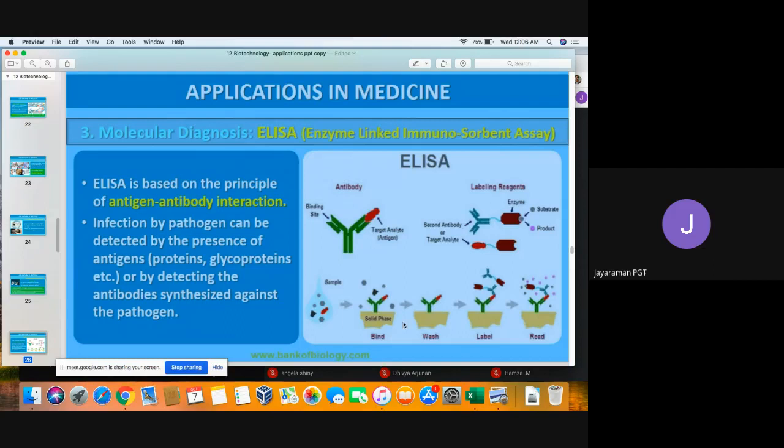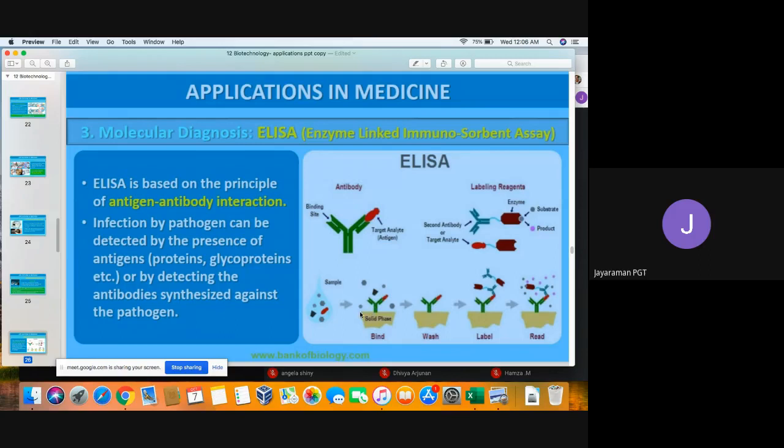The bottom one is the solid well. These are called polystyrene wells, small well-type wells, where only a micropipette is used. Very minute, like a plate, for example a petri dish, but micro level, a circular polystyrene micro well. This is the base, the solid plate that is used for the testing. And the plate is coated with the antigen.